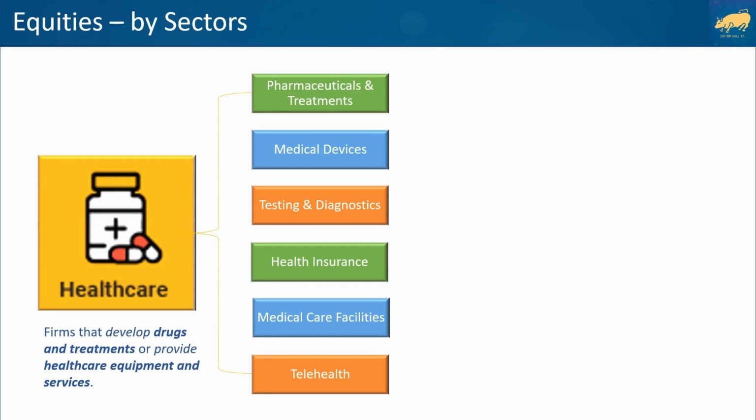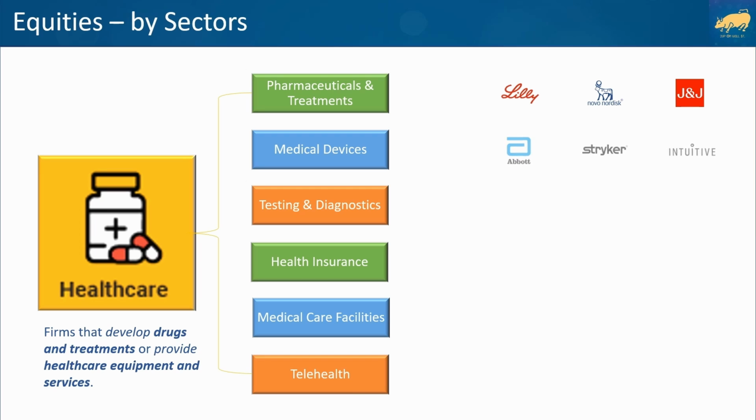The healthcare sector covers companies that develop drugs and treatments or provide healthcare equipment and services. The sector includes industries like pharmaceuticals and treatments development, medical devices manufacture, testing and diagnostics, health insurance, medical care facilities, and telehealth services. Looking into these industries globally, we see that the largest pharmaceuticals and treatments development firms are Eli Lilly, Novo Nordisk, and Johnson & Johnson.